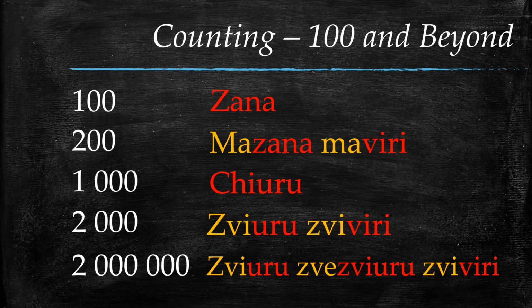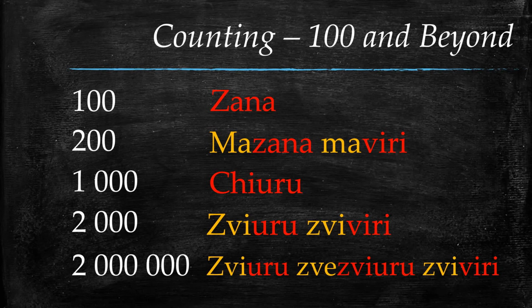Now, as we covered, zana is 100. Now 200 becomes mazana maviri. You see that ma coming up here again because it's more than 100 now. The plural is mazana. So 200 becomes mazana maviri. 1000, we said chiuru. When it's more than 1, for example 2000, it becomes zviuru zviviri. You see it follows that pattern of mazana maviri. Then zviuru also becomes zviviri.